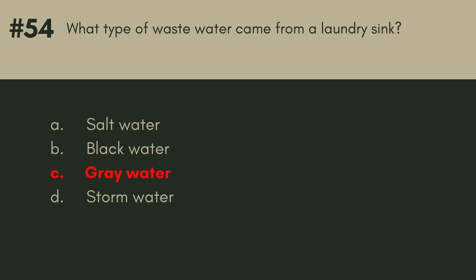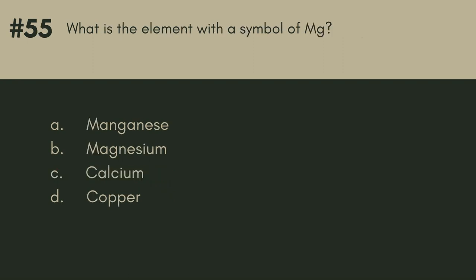Gray water. Question 55. What is the element with a symbol of Mg? A. Manganese. B. Magnesium. C. Calcium. D. Copper. The answer? B. Magnesium. Magnesium. Mg is for magnesium.